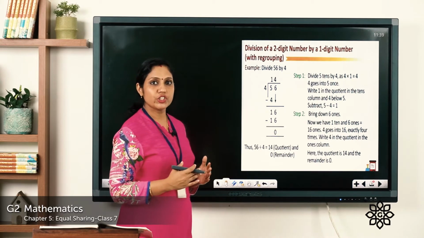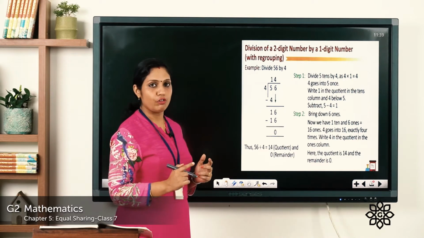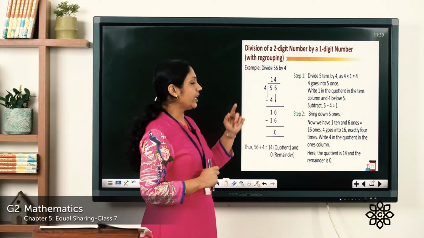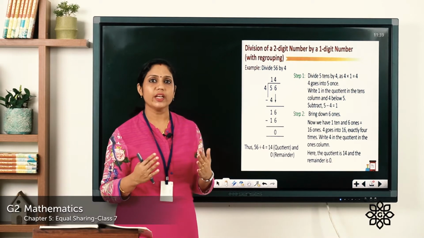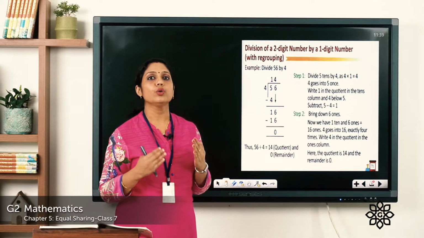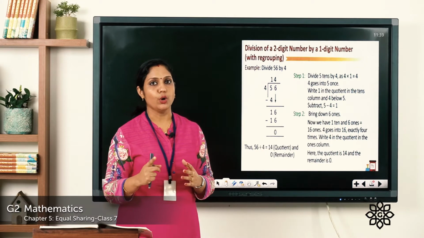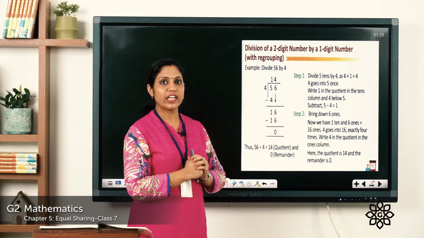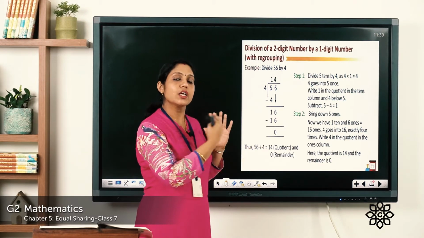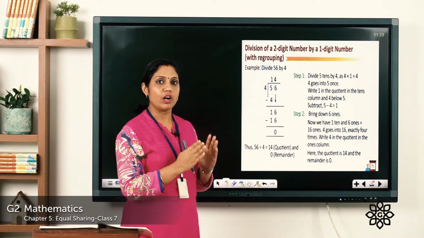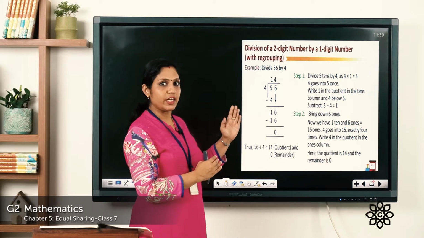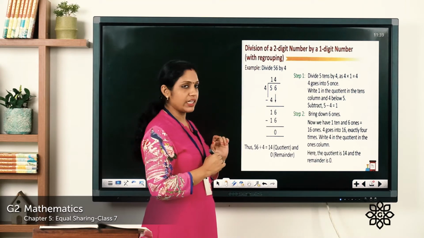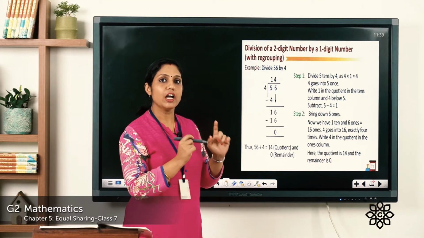Now which table should we check? We have to check the table of 4 because here we have the divisor 4. But do you think we can find the number 56 in the table of 4? No. So what should we do? We will take the numbers one by one. Which number should we take first? Should we move from the ones place or from the tens place? For division, we should always start from the left side. So here we have 56, that is 6 ones and 5 tens. So we have to start from the number 5.